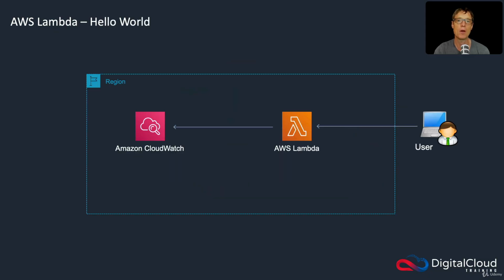What we're going to do in a moment is actually head to the console and create a Lambda function. It's going to be a simple hello world function. We're going to run a test event, and then an event will be written to the CloudWatch Logs service. We can then go into CloudWatch Logs and see the event that's been written there.